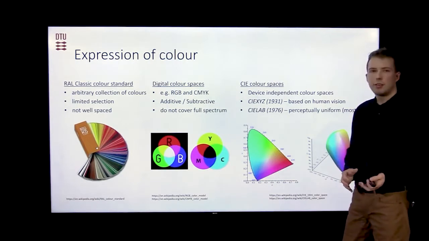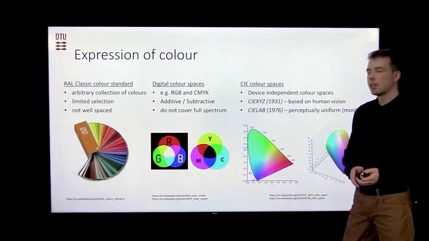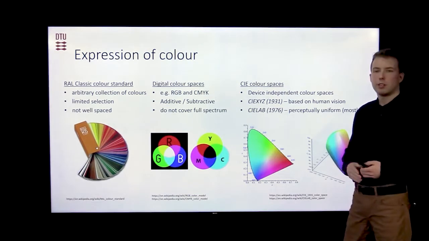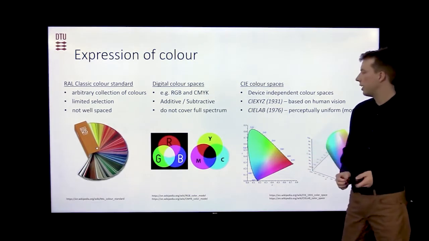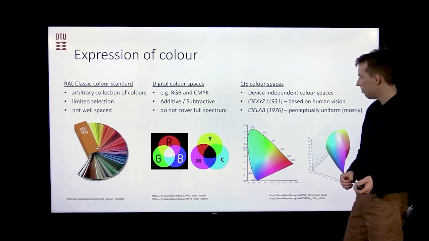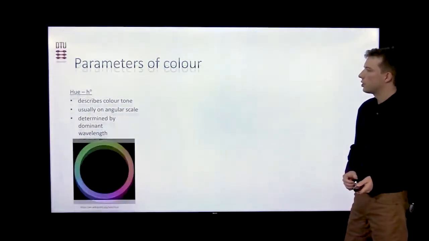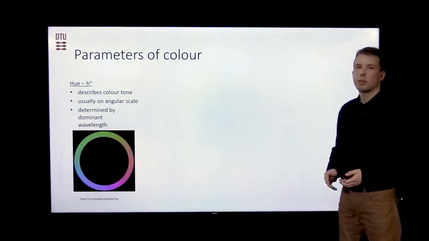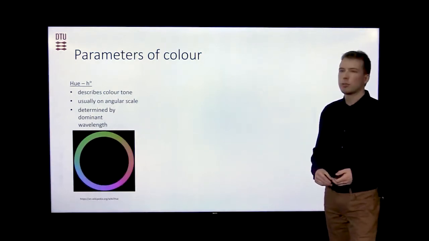Why do we need that? Well, we can use it to express color differences. So if we look at two materials of different colors, we can then express the color difference. Okay, so if we know in what space we want to represent our color, we also have to think about the parameters.